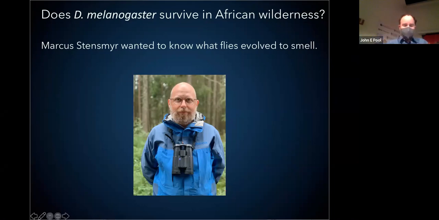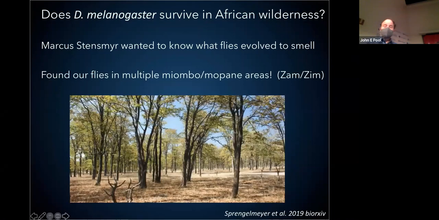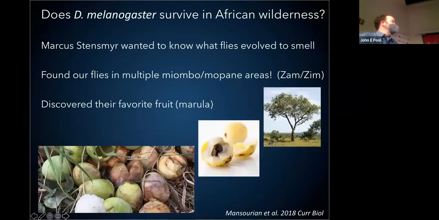And so he did. He went there, and in fact, yes, he found Drosophila melanogaster in the wilderness of Zambia and Zimbabwe in these Miombo and Mopane forests. And not only that, he discovered what is, at least seasonally, their favorite fruit. They are overwhelmingly concentrated in these marula groves during the 4 or 5 months of the year when ripe fruit is available. And so, that's all cool.